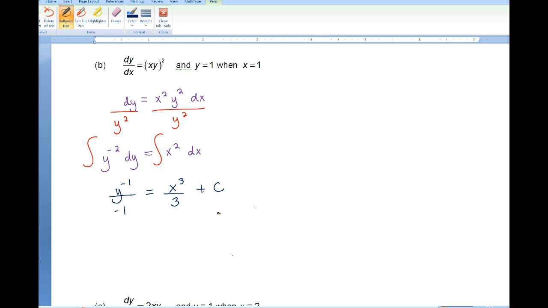I think I got it. Just because it makes it easier when we substitute in, I would make this a negative 1 over y equals x to the third over 3 plus c.